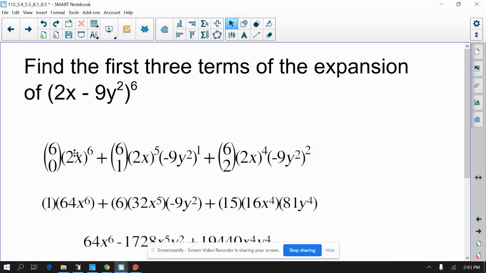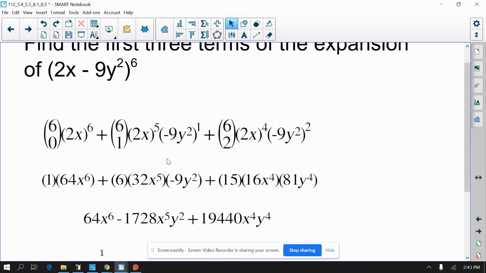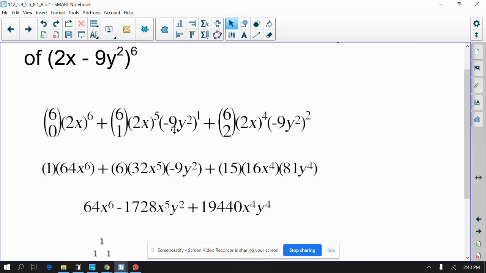And then 2x starts off with 2x to the 6th, and then 2x to the 5th, and then 2x to the 4th. And you're multiplying that by negative 9y squared, well, to the 0, so that's just 1. Negative 9y squared to the first, negative 9y squared squared, and then you simplify. Be careful here because this negative 9 to the first preserves the negative, so this second term is actually a minus term. The negative 9y squared squared would become 81y to the fourth, positive, so that makes that term positive.